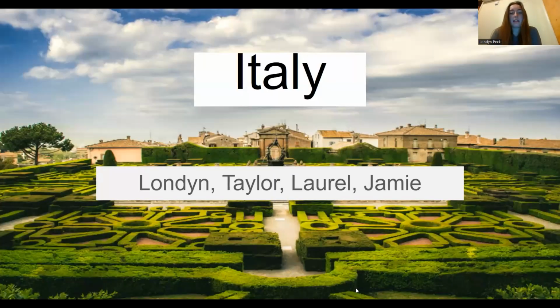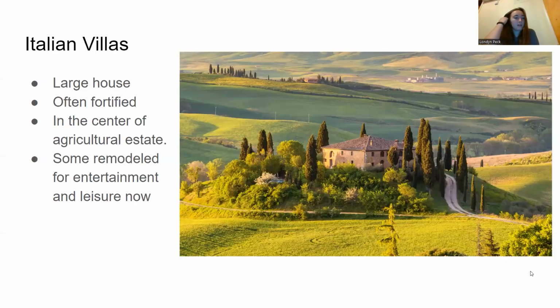Hi guys, we are the Italy group focusing on the Renaissance period, primarily after the 15th century. One of the big parts of this time period was Italian villas. These villas are mainly large houses on an architectural estate. They're found in the center of that estate, and they're often fortified with trees and the Italian gardens.